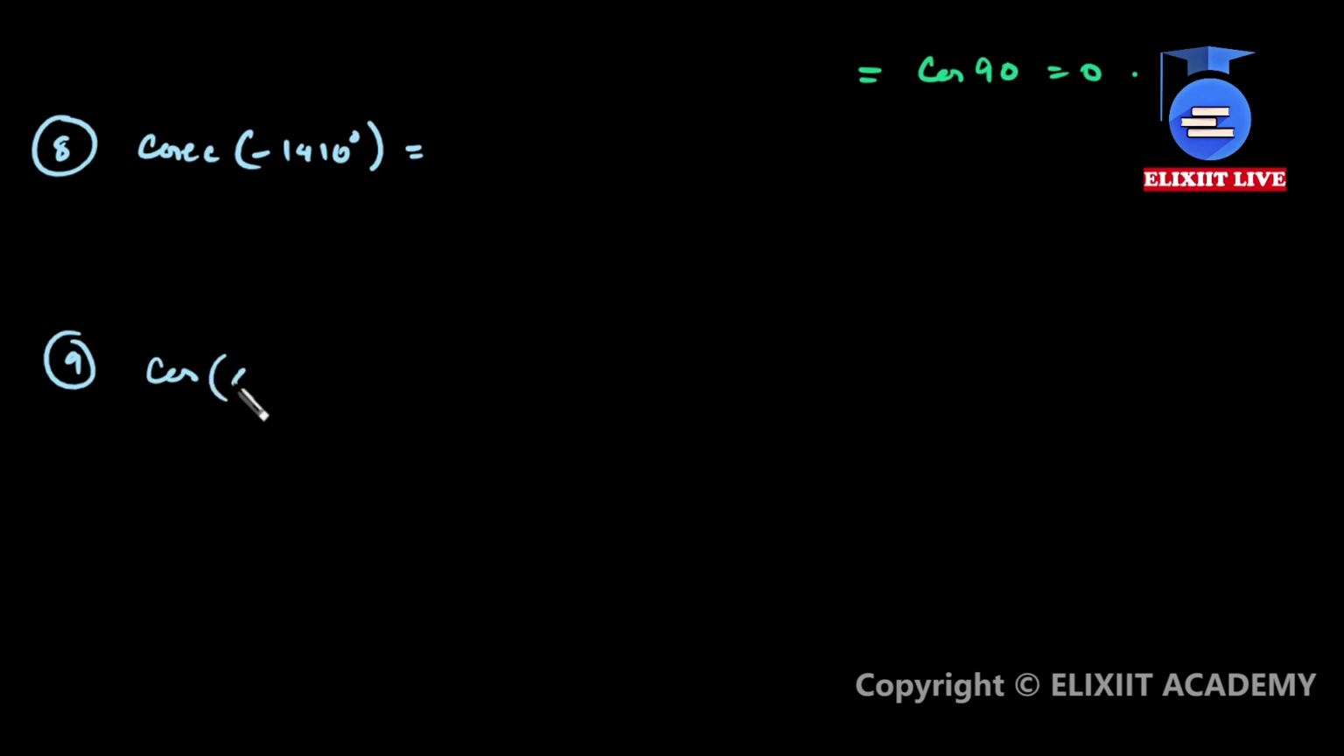Then solve cos 495. And the 10th one is solve sine 1230. Solve these three for your classwork right now: cosec minus 1410 degree, cos 495 degree, sine 1230 degree.